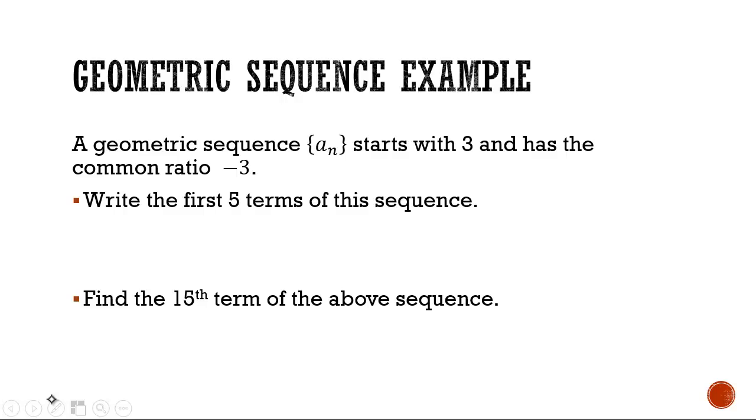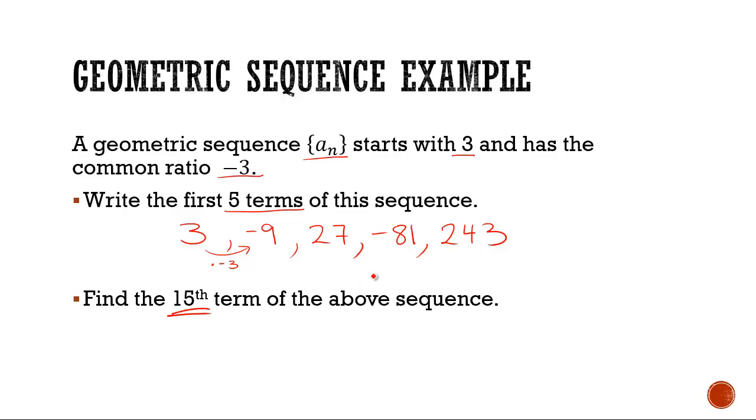So let's take a look at this example. We have a geometric sequence that starts with 3 and has a common ratio of -3. So what does that mean? Well, that means we're going to start with 3, and then we're going to multiply by -3, which is -9, to get the next term. And then we keep doing that. So -9 now is multiplied by -3, which gives us 27. And then that's multiplied by -3, which is -81. And then that's multiplied by -3, and that gives us 243.